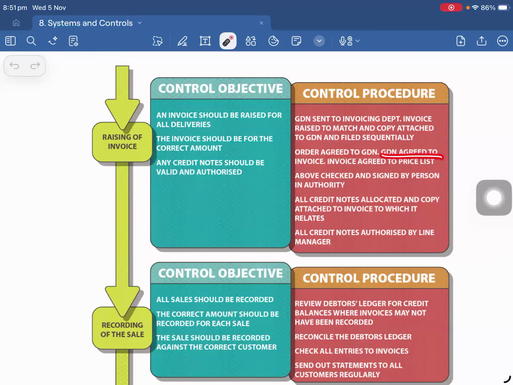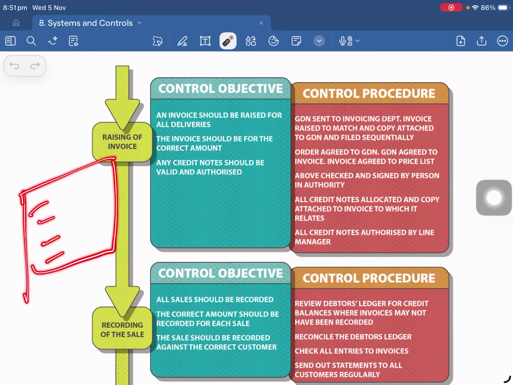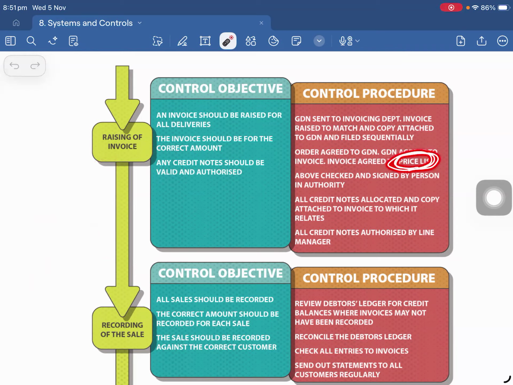Now, the order is going to be agreed with the GDN. The GDN is going to be agreed back to the invoice, and the invoice is to be agreed with the price list. See, the company would have a list of products and the price at which each is going to be sold, right? You're going to agree that these have been sold at the price list also. Now, all the above checked items should be signed by a responsible person of certain senior authority.